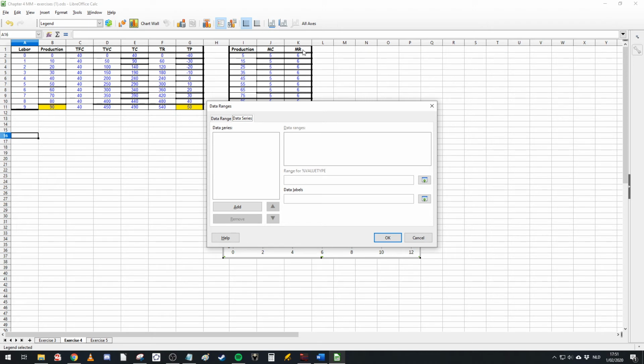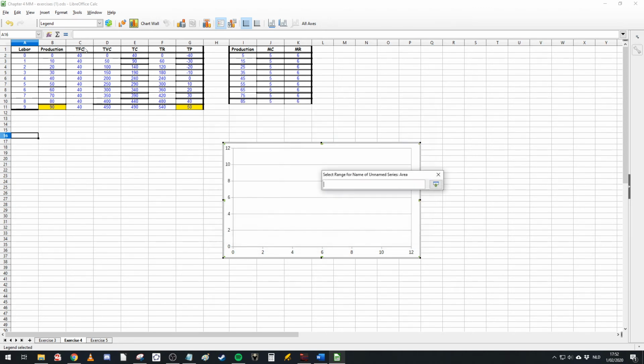Now I can decide how I will actually do this right now. I prefer taking TFC, TVC, TC together, and perhaps MC and MR on the same graph, but I think I will just do them separately. And I also want to do TR and TP separately because, well, you'll see why. It has a certain purpose. So I will try to make three different diagrams right now, okay? So add, add, add.